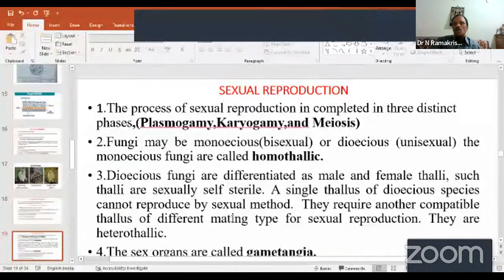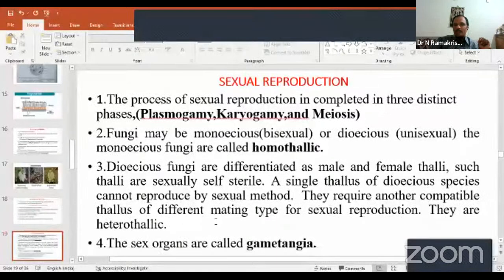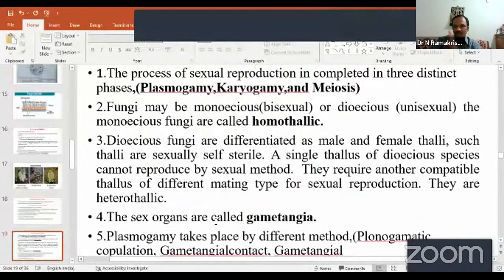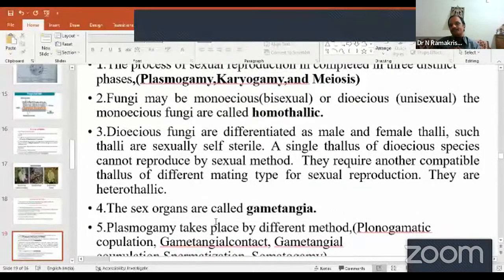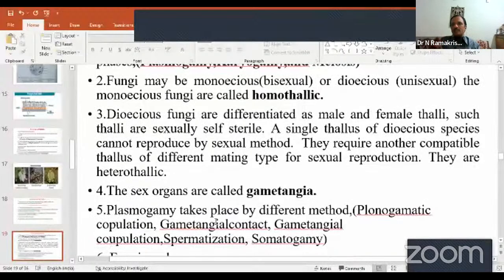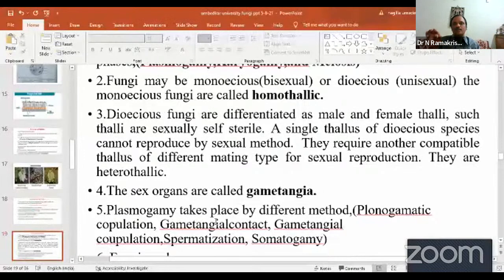The sex organs we call gametangia. Plasmogamy takes place here by different types of methods. One is planogametic copulation, second is gametangial contact, and third is gametangial copulation. Then there are spermatization and somatogamy.